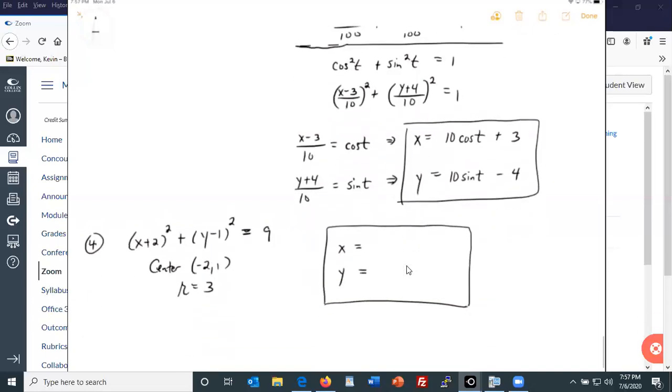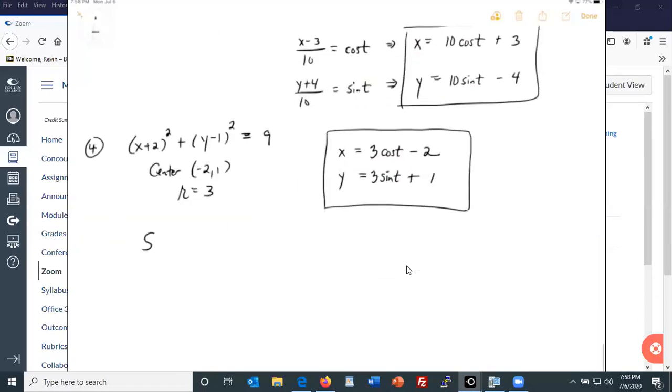So then using that same exact idea, this would be 3 sine or cosine, doesn't really matter, remember. And the center x value is -2. And then for the y equation, it would also be 3 sine t. And then the y value of the center was a +1, so you would add it on.